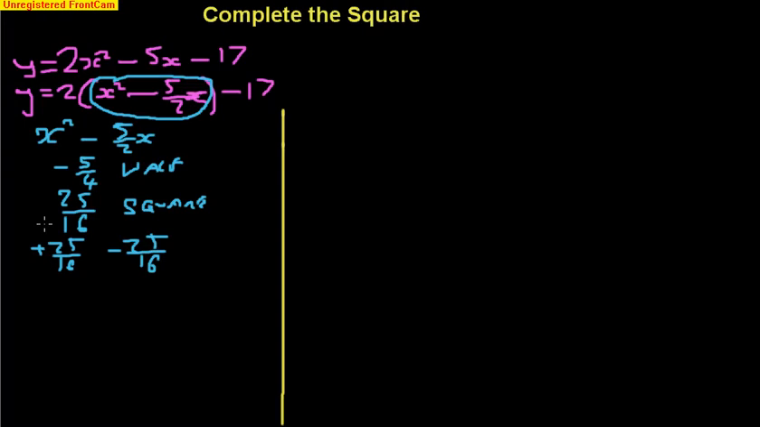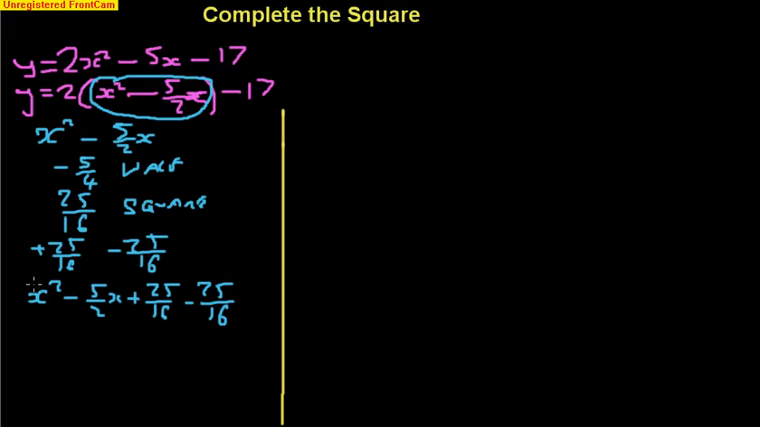you just change the way that it looks. And so what we now have is, just for this middle term, remember, leaving the 2 and the 17 alone for now, just for these middle terms, what I have is x squared minus 5 on 2x. The first 2 terms don't change. Then I do my plus 25 on 16, my minus 25 on 16.